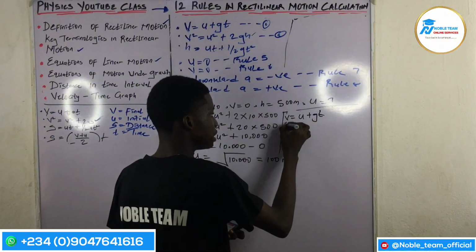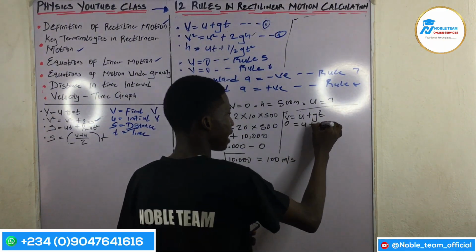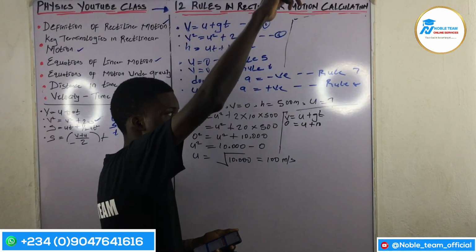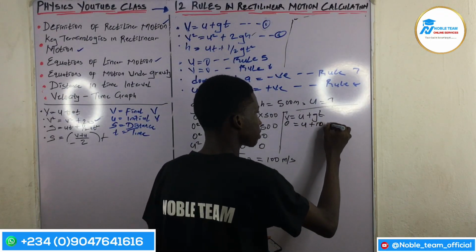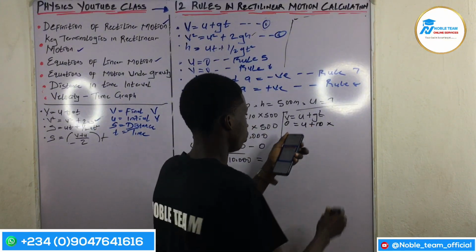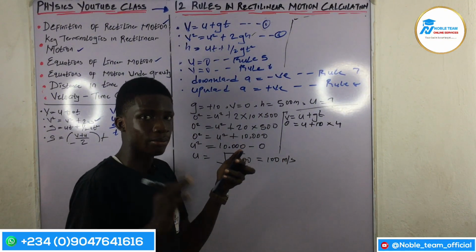Now my v is what? 0 is now equal to u plus... my g is what? 10. Since it is moving vertically upward, it is not moving downward, so it is in a positive form. Multiplied by my time. My time is in what? It is in 4 seconds. You understand?